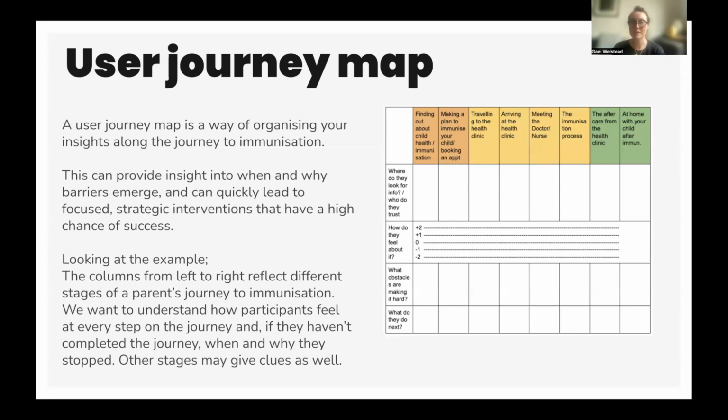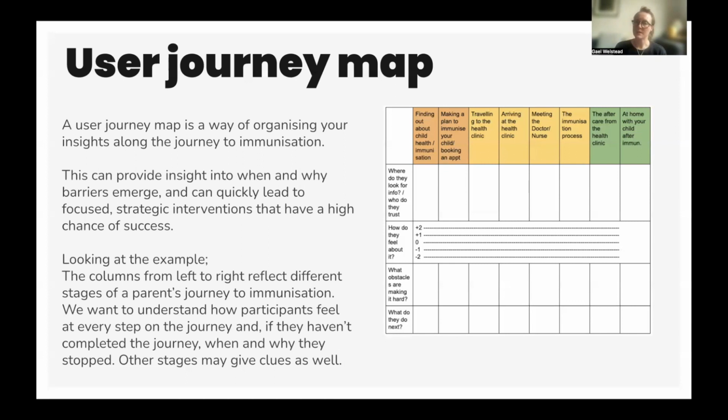So in the first stage, finding out about child health immunization. So where do they look for information and who do they trust? So are they asking family members, friends? Do they like to go to trusted notice boards, trusted websites, trusted institutions for information? Who do they trust to make a decision? It's going to be really useful information for us to gather.